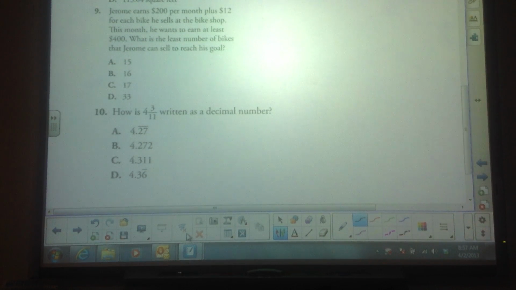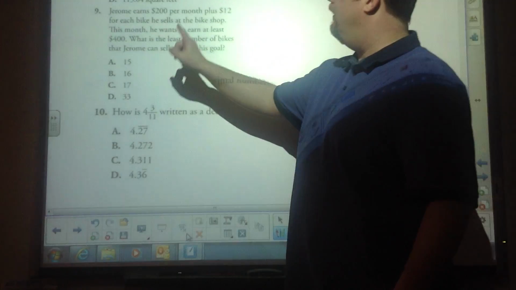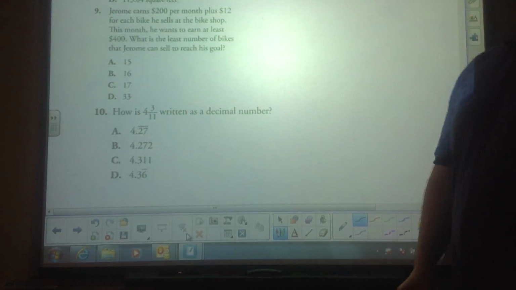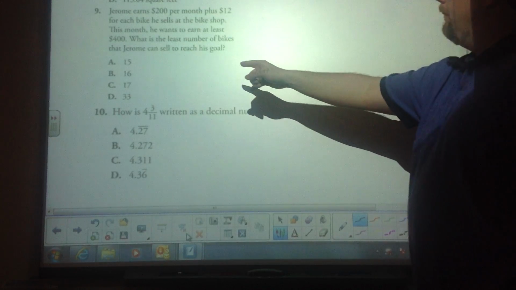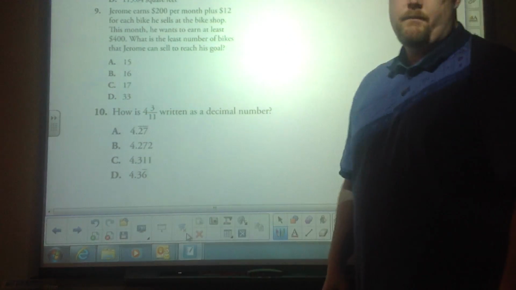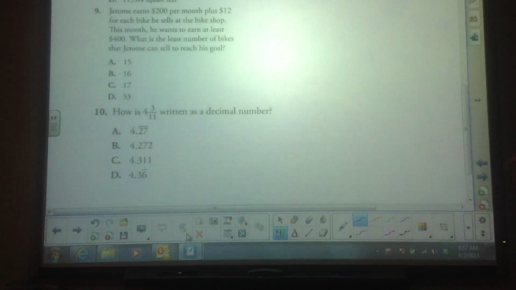And keep in mind, you've got to be careful. This question is asking us, what is the least number of bikes? Okay? Because 33 works, but I asked for the least number. Okay? So please be careful with that.